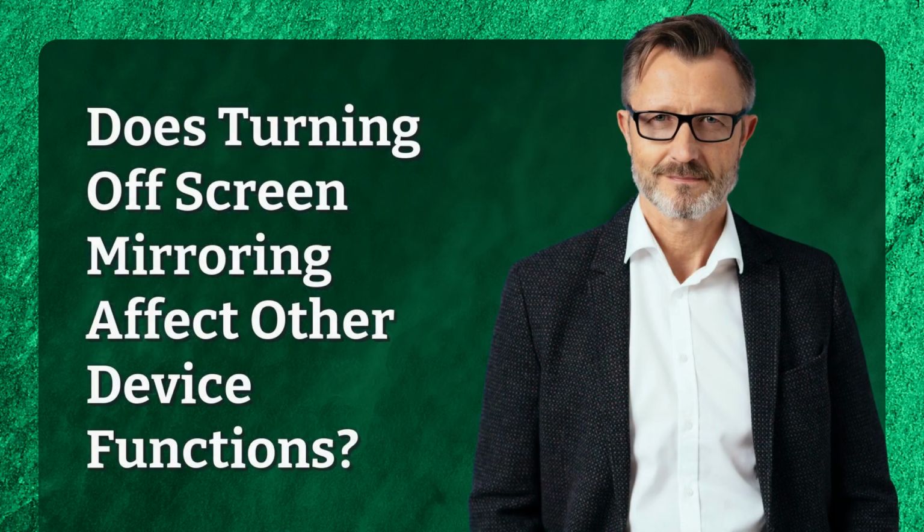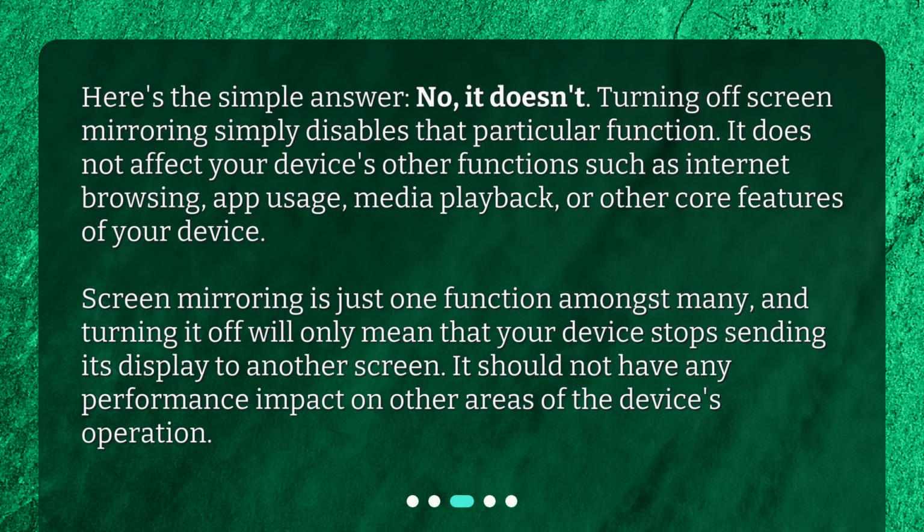Does turning off screen mirroring affect other device functions? Here's the simple answer. No, it doesn't. Turning off screen mirroring simply disables that particular function. It does not affect your device's other functions such as internet browsing, app usage, media playback, or other core features of your device. Screen mirroring is just one function amongst many, and turning it off will only mean that your device stops sending its display to another screen. It should not have any performance impact on other areas of the device's operation.